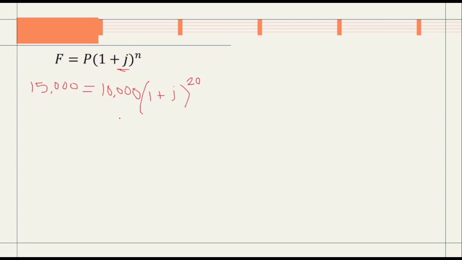And then the next thing we're going to do is transfer this 10,000 to the other side, so that the goal here is to isolate j. In order to do that, we're going to divide both sides by 10,000.